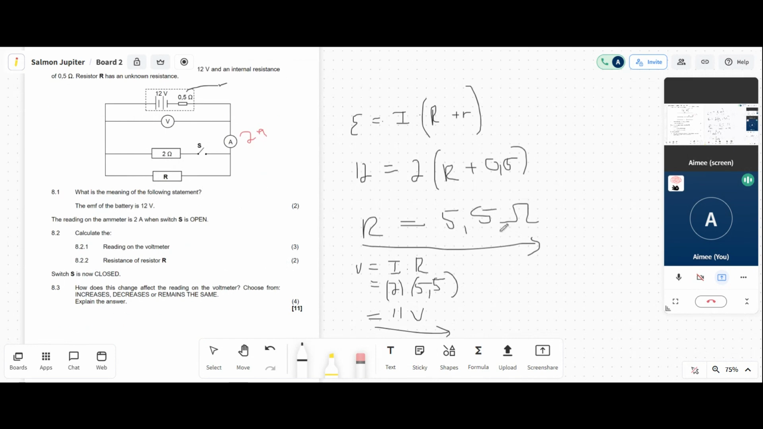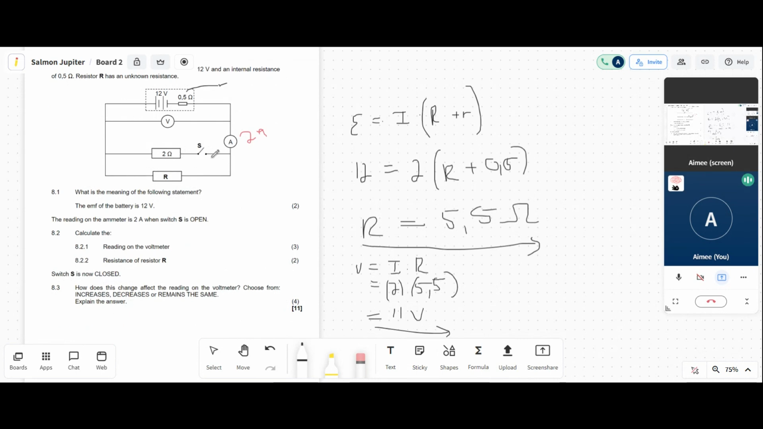Then 8.3 says, how does this change affect the reading on the voltmeter? They're saying that switch S is now closed. So I close the switch. How does this change affect the reading on the voltmeter? Choose from either increase, decrease, or remain the same, and you need to explain your answer. Well, the first thing we know is that the original circuit, when switch S is open, is a series circuit.